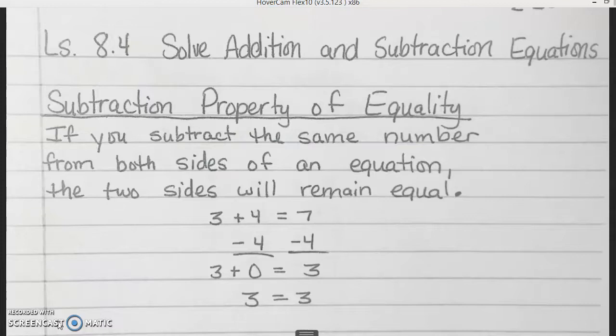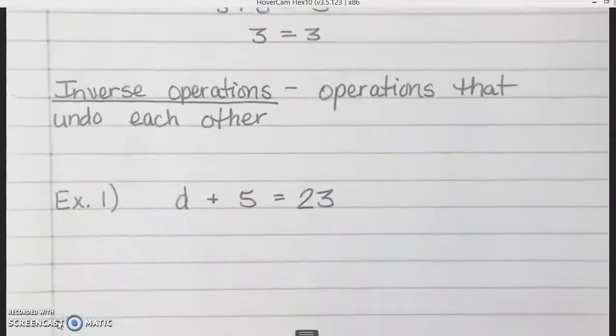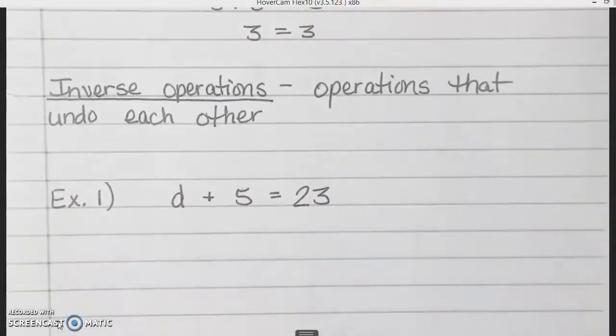You understand? Any question with that? You'll see more of what we're talking about in a minute. So, inverse operations are operations that undo each other. So, you can use subtraction to undo addition, or addition to undo subtraction. Tomorrow when we get into multiplication and division, you can do the same thing with those. So, you could use division to undo multiplication, or multiplication to undo division. But today, we're focusing on the addition and subtraction.